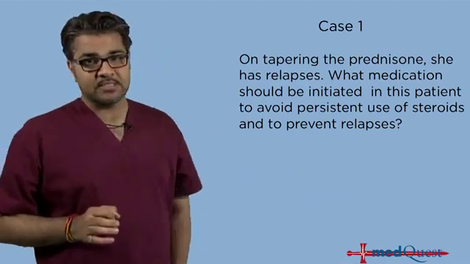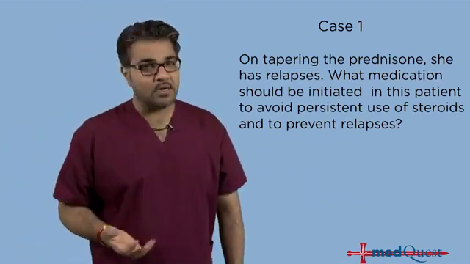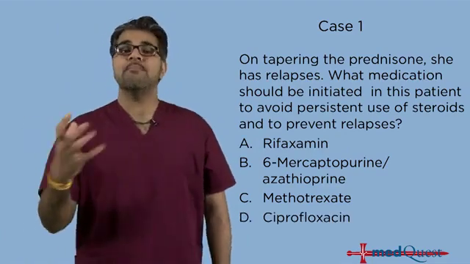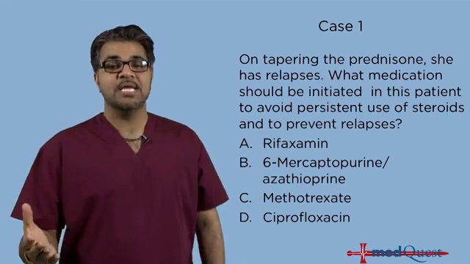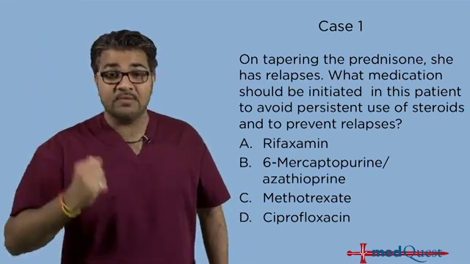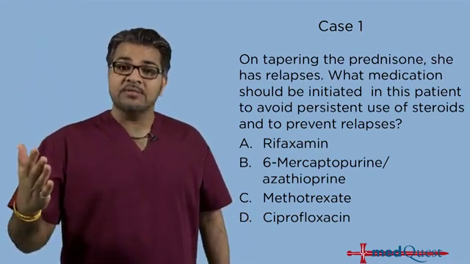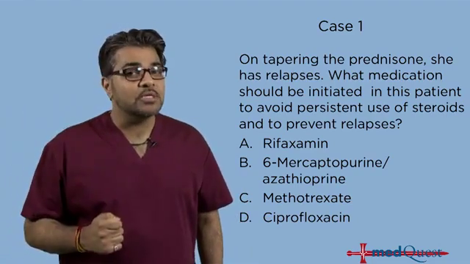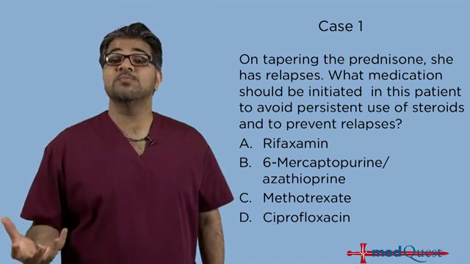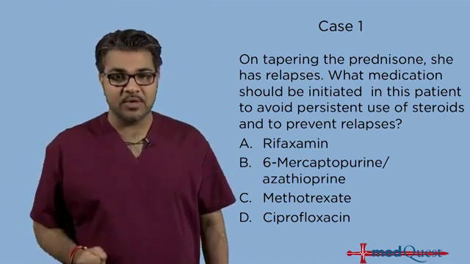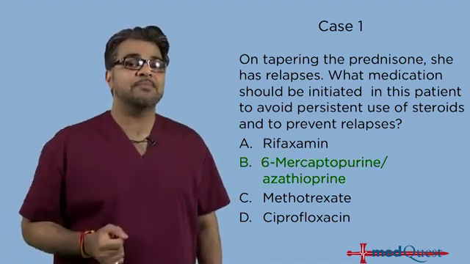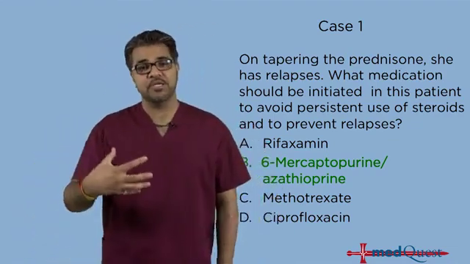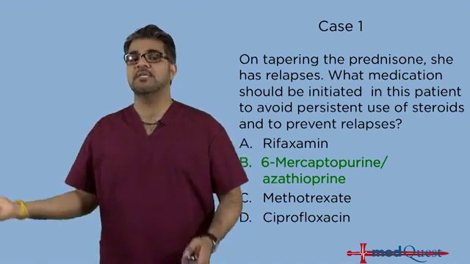On tapering the prednisone, she has relapses. She has relapses while on prednisone. Now you've got a problem. What medication should be initiated in this patient to avoid steroids? Meaning, what should you do to have steroid tapering, or which medication is going to cause steroid sparing? Meaning, how do you get this patient off steroids? And the answer there is 6-mercaptopurine or azathioprine. These are immunologics that help a patient bridge and get off of steroids.